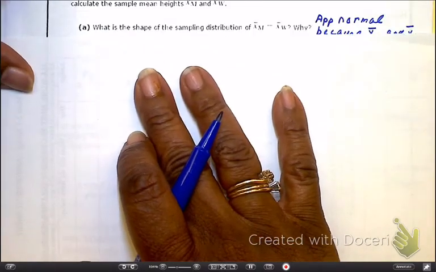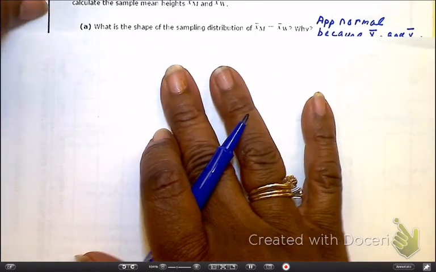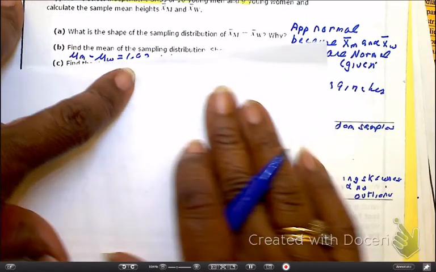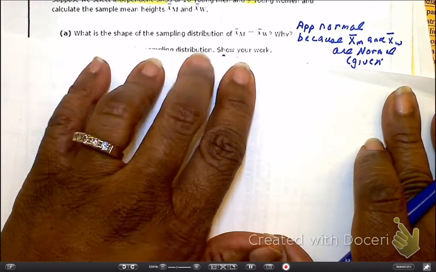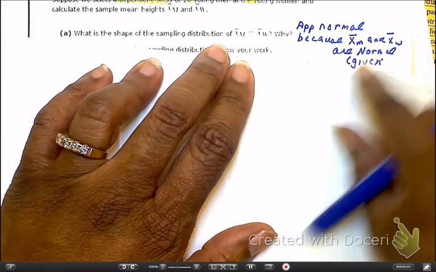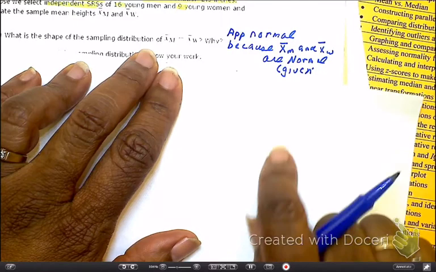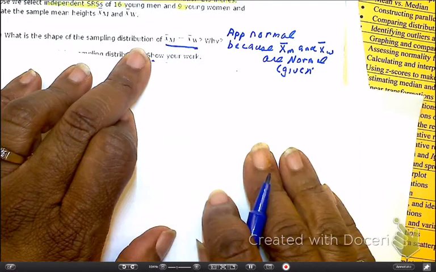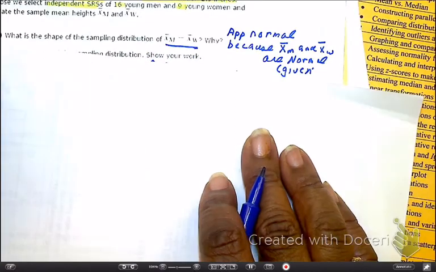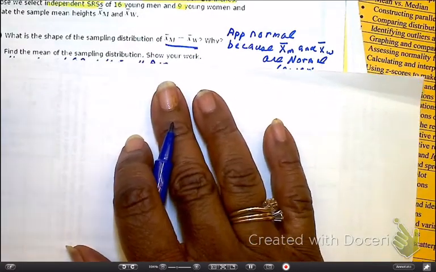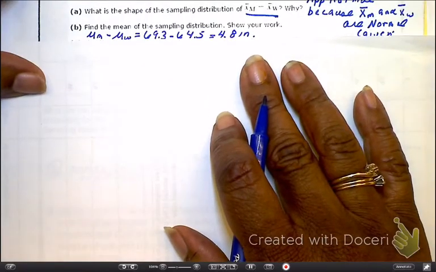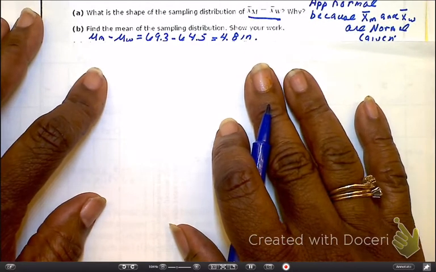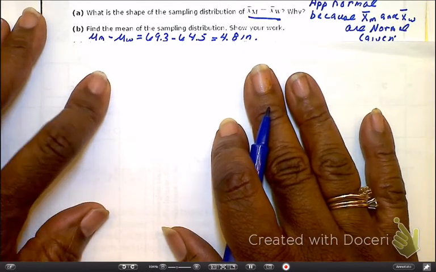Next, the question is, what is the shape of the sampling distribution? They told us both are approximately normal, so if we do the subtraction, it's also going to be approximately normal. Next, find the mean. Isn't the mean just subtracting the two and keeping the same order? So the mean is just 4.8 inches.